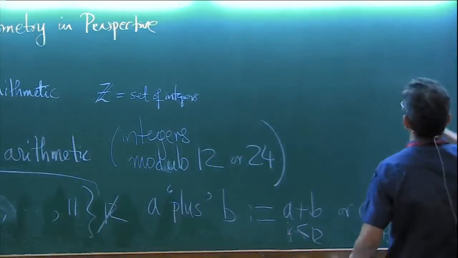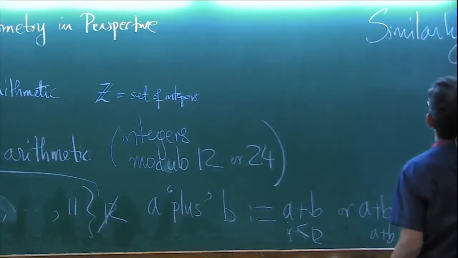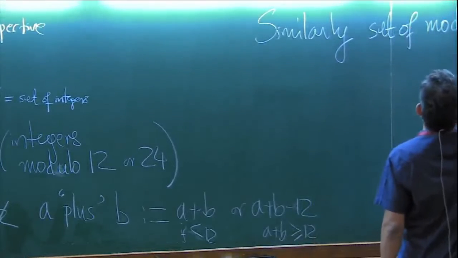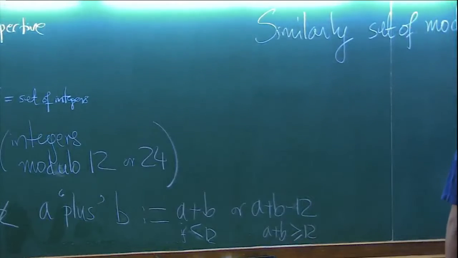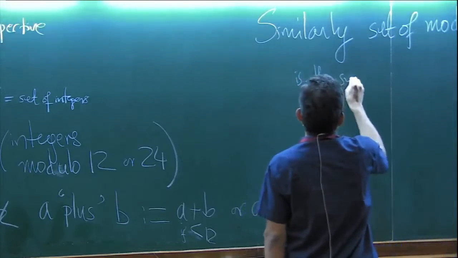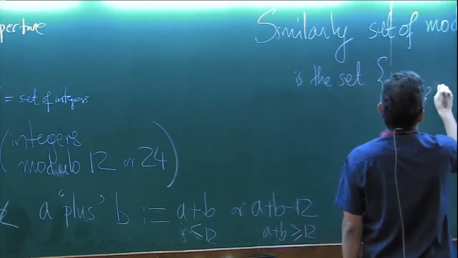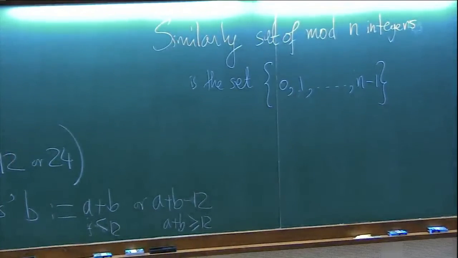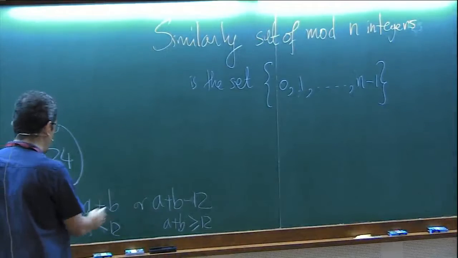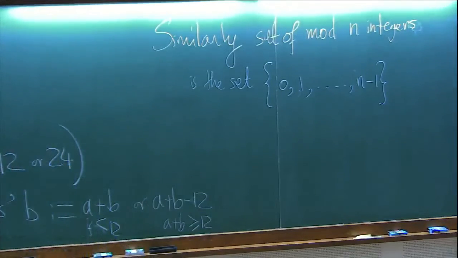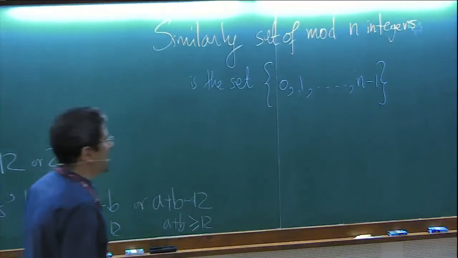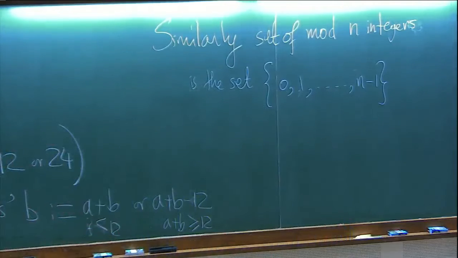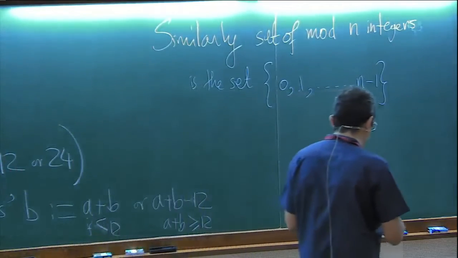Similarly, for any integer n, the set of integers mod n is the set 0, 1, all the way to n minus 1. Then you define addition the same way: a plus b is whatever you get when you add the two numbers and look at the remainder after dividing by n. And it's not just plus, you can also define multiplication in the same way. Take two numbers from here, multiply them, and then look at the remainder after dividing by n, and that is your final output. So plus and multiplication are defined in the same way.